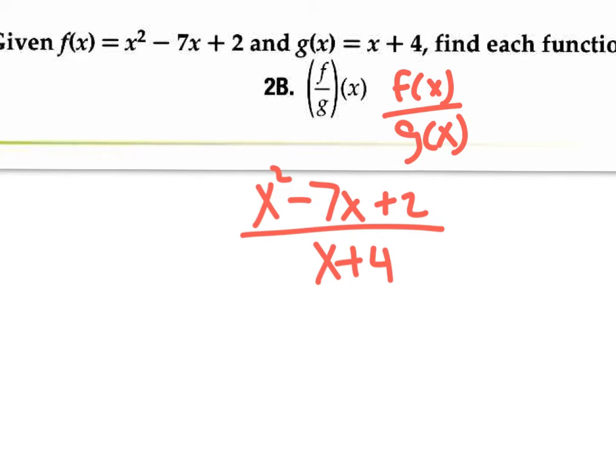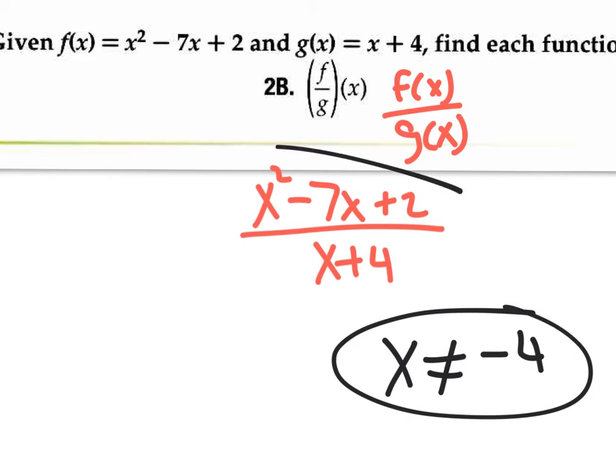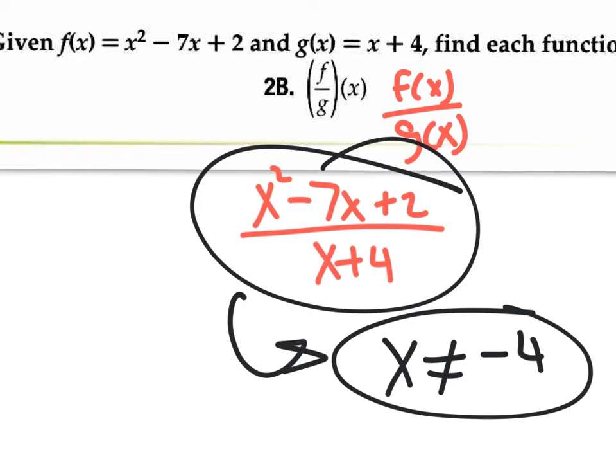That's your answer. However, what detail do we want to throw in there? That x cannot be what? Negative 4. Perfect. There you go. That's the extra detail. This is your answer, but you need this so it can't be undefined. X cannot be negative 4.